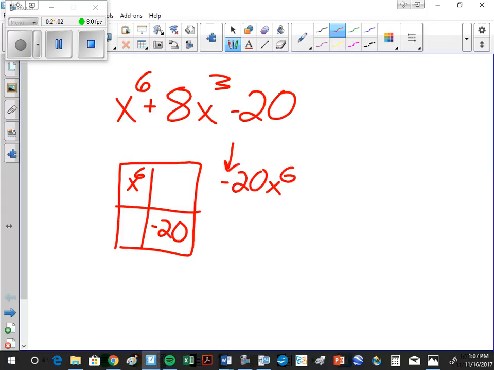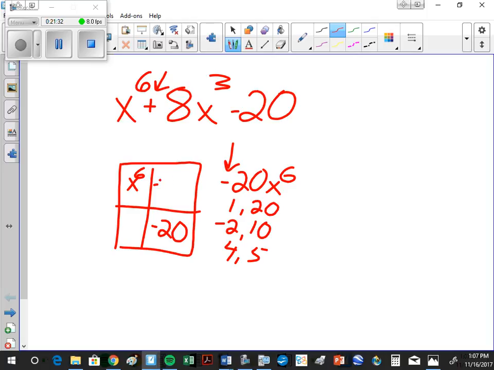This number is negative, which tells me we have a plus and a minus. This sign is positive, which tells me the bigger one gets the plus. 20 has factors of 1 and 20, 2 and 10, and 4 and 5. Will one of those give me a positive 8? Negative 2 and positive 10.